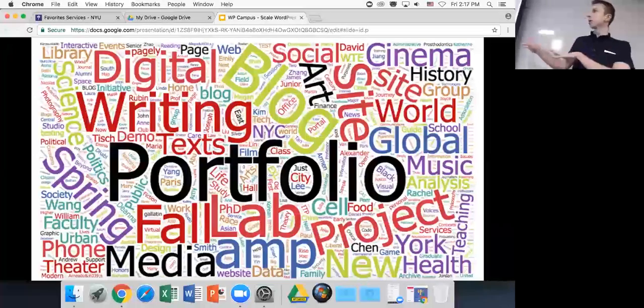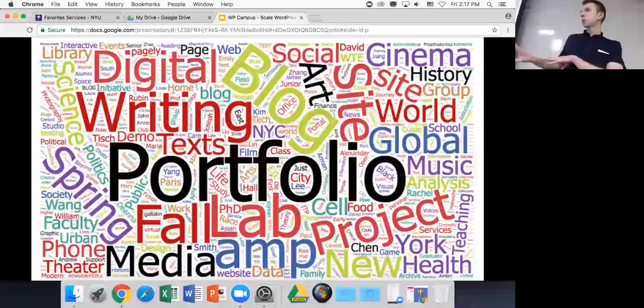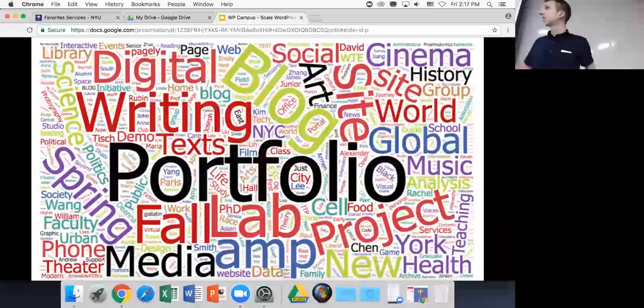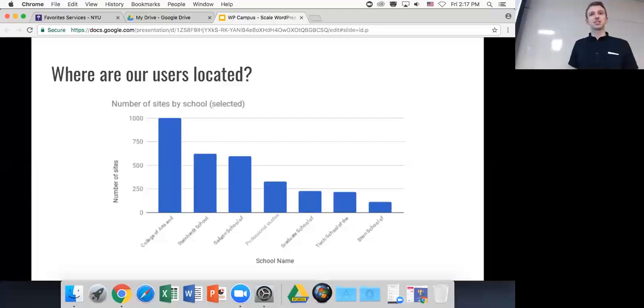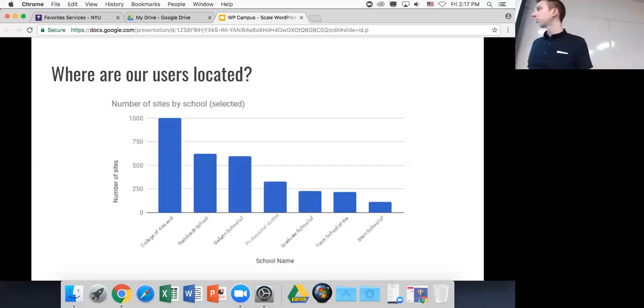You'll notice that the majority of our sites are in liberal arts or humanities, and we have some other data which backs that up. You'll notice that Steinhardt and College of Arts and Gallatin, humanities, liberal arts, social sciences is where we have a lot of our sites. School of Professional Studies and Stern School of Business, they're also on there, but with fewer sites.